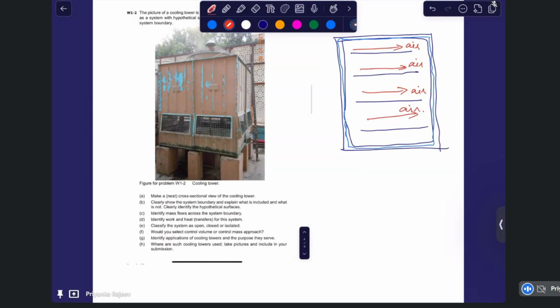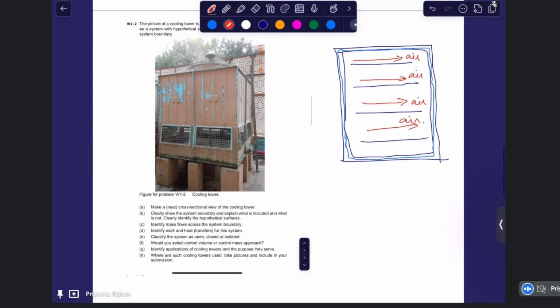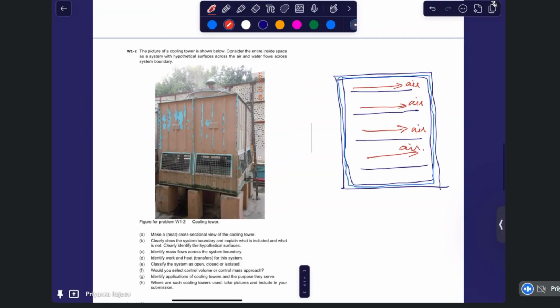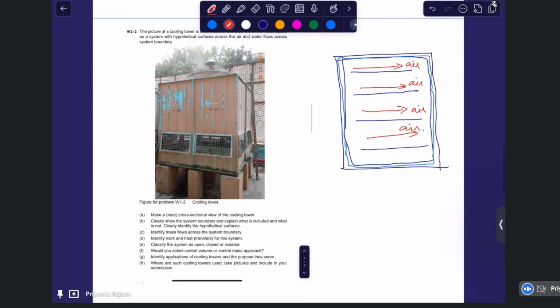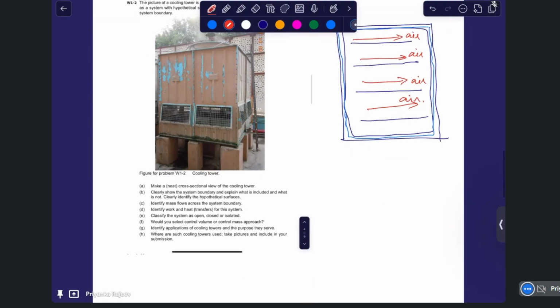Now, clearly show the system boundary and explain what is included and what is not. Clearly identify the hypothetical surfaces. So, the external environment outside the cooling tower is not included in the system. The system boundary is near the water flow. From there onwards, the hypothetical surface and the airflow, everything is inside the system.